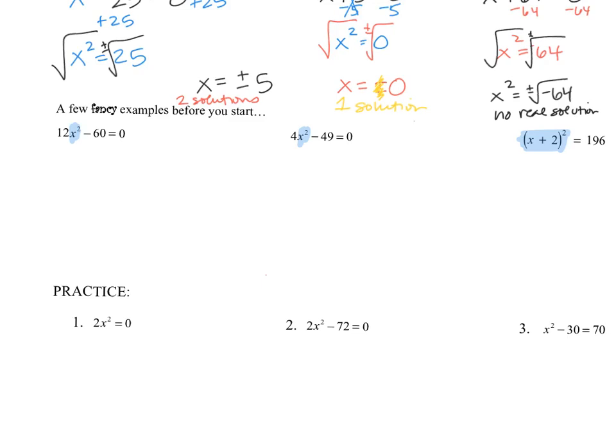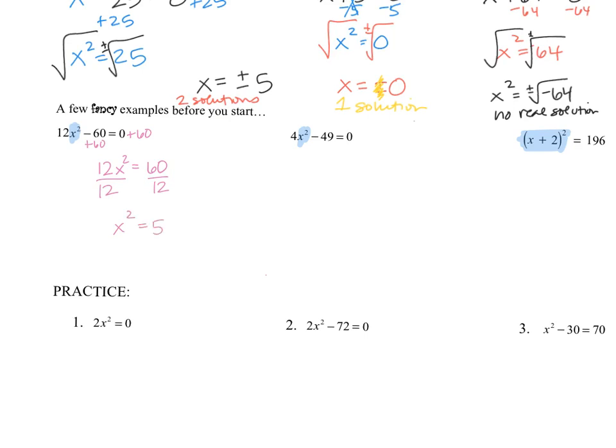Okay, now let's try some fancier problems. Like we said before, step 1 is isolate the x squared. So in this first one, I'm just going to add 60 to both sides. And we're going to get 12x squared is equal to 60. Now, we're going to divide both sides by 12. And when we do that, we get x squared equals 5.